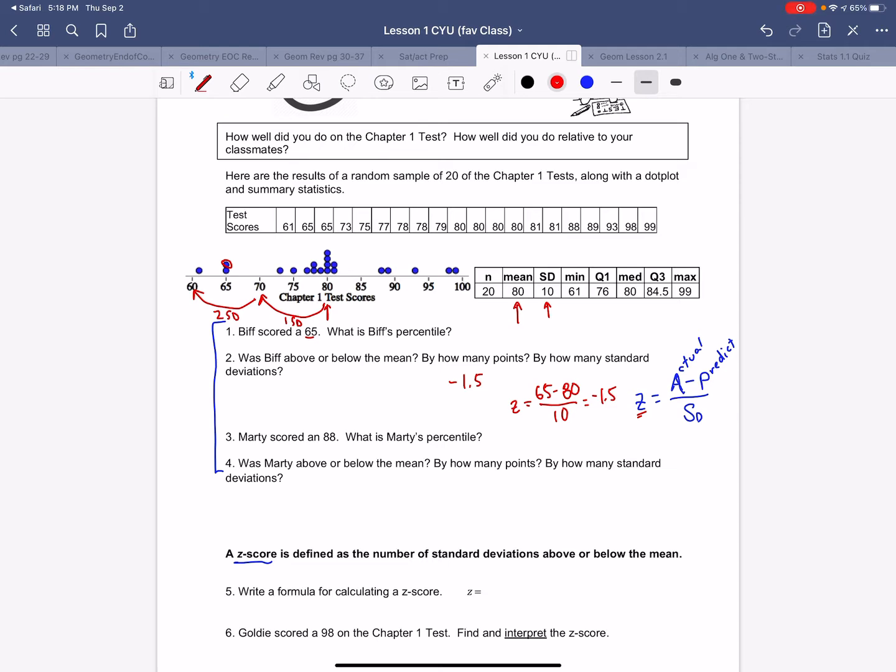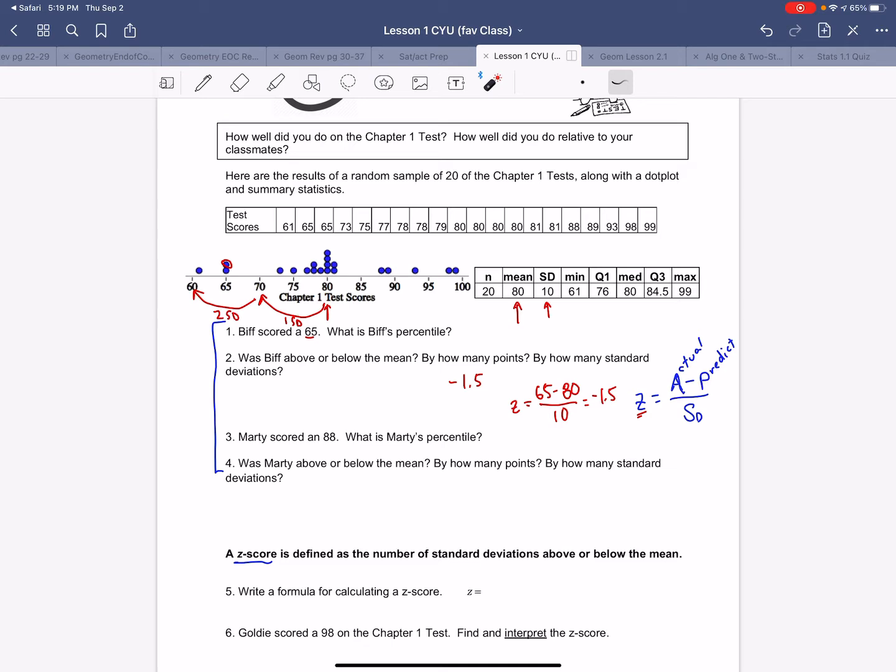So it's very informative to Biff, because Biff can say, okay, I did worse than the average, and I did worse by an order of magnitude of about 1.5 of a typical amount that people varied. So the typical student varied by 10 to the left and 10 to the right. And notice Biff does have a score that's outside the typical outcome, okay? Outside even the typical variation of that.